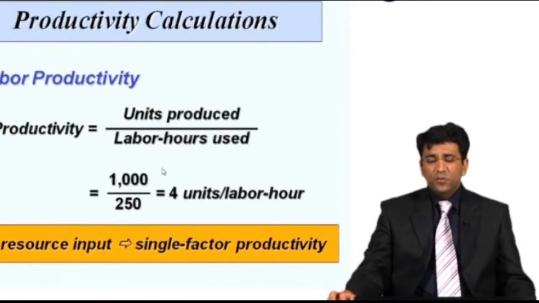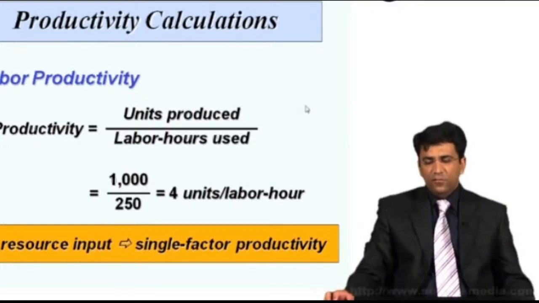Now students, let's suppose there are 1000 units being produced in some organization, and these units are being produced by consuming 250 labor hours. So if we put these two values in the formula, that is output over input, in this particular case 1000 is our output and 250 hours, that is the labor hours, is our input. So our productivity will be equal to 1000 over 250, that will be 4 units per labor hour. So this is our productivity, and this is the way we can measure productivity.